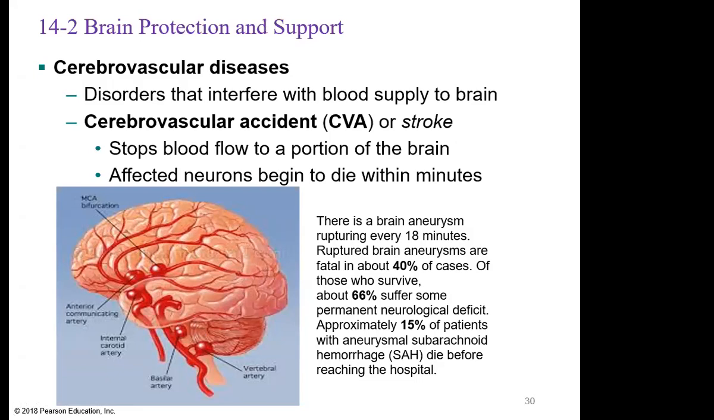The unfortunate part about this is that ruptured brain aneurysms are fatal in about 40% of cases, and of those who do survive, about 66% will suffer some permanent neurological deficit. Approximately 15% of patients will die before they even get to the hospital. So this does happen very quickly.